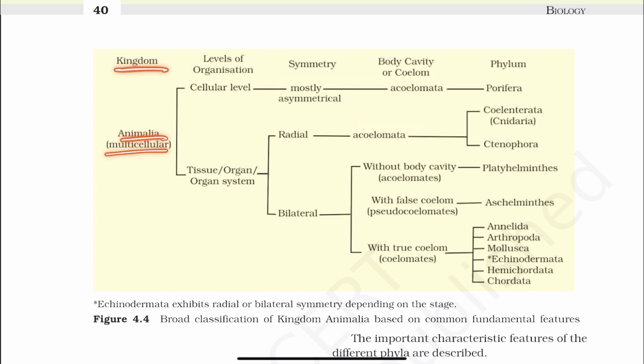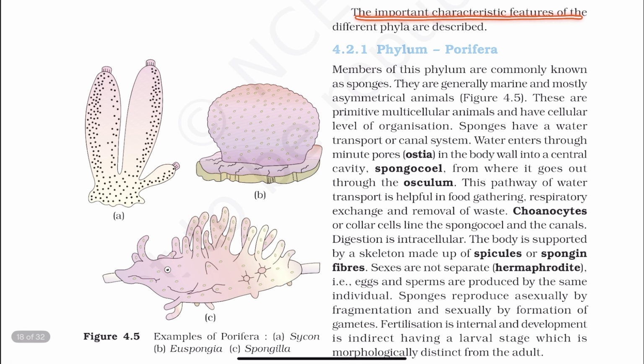Kingdom Animalia, multicellular. Levels of organization: cellular level, tissue or organ system level. In cellular level of organization, symmetry mostly asymmetrical, body cavity or coelom absent, phylum Porifera. In tissue or organ system level of organization, symmetry radial, phylum Coelenterata or Cnidaria, and Ctenophora. In bilateral symmetry, without body cavity or coelomates, Platyhelminthes; with false coelom, pseudocoelomates, phylum Aschelminthes; with true coelom, coelomates, Annelida, Arthropoda, Mollusca, Echinodermata, Hemichordata, Chordata phyla. The important characteristic features of the different phyla are described.